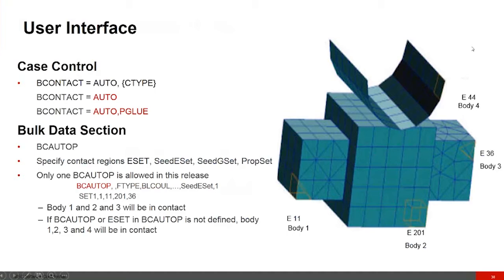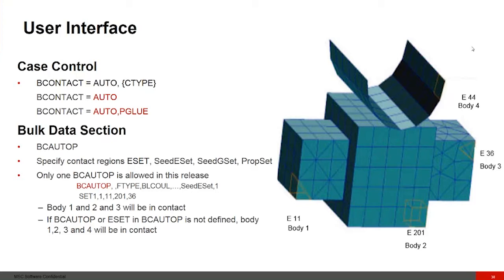And then we have the BCAUTOP bulk data entry section. This allows you to specify the parameters for the automatic contact generation. There are several options available to the user. For example, you can specify the ESET to specify the contact regions, or you can specify seed ESET or seed GSET. So ESET is the default, where all the elements that are in the SET1 entry that's referred with the ESET will be included in the contact bodies and in contact analysis, contact generation.